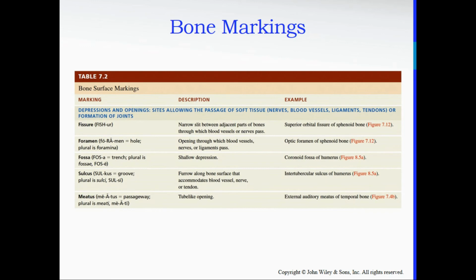So a fissure is a narrow slit or a crack between adjacent parts of bones through which blood vessels and nerves will pass. A foramen, as we mentioned, is a hole or opening through which blood vessels and nerves will pass. A fossa is a shallow depression. A sulcus is a furrow along a bone surface that accommodates blood vessels, nerves, and tendons. And then, of course, the meatus, and you can see the phonetic spelling is right here, meatus. So you do put the accent on the A, and that is a tube-like passageway.